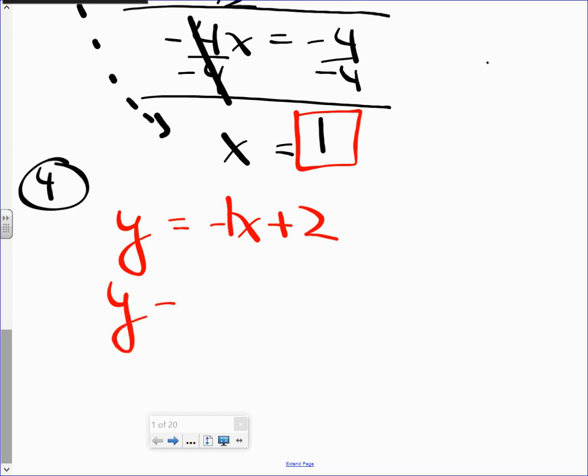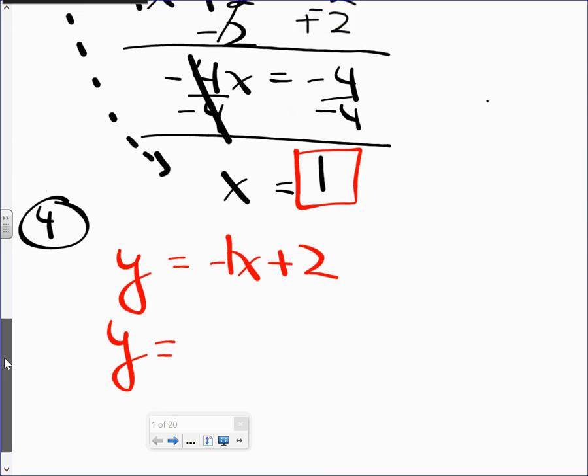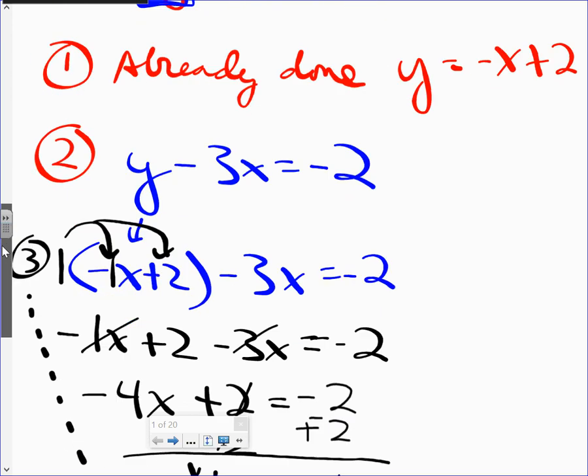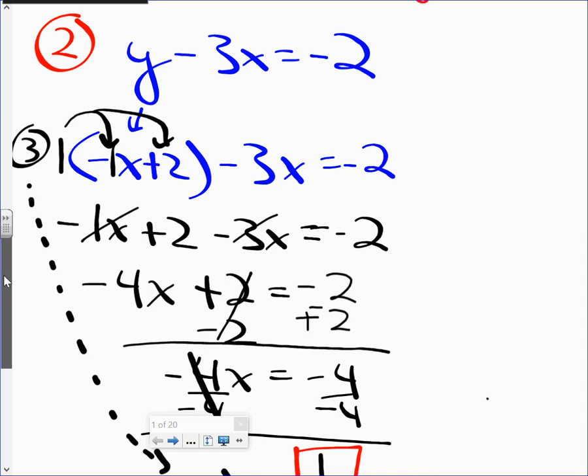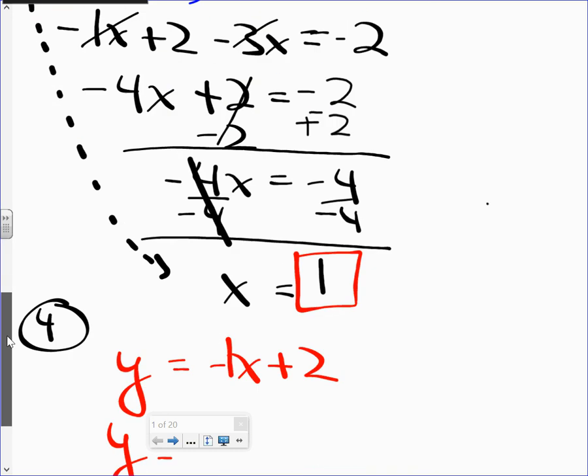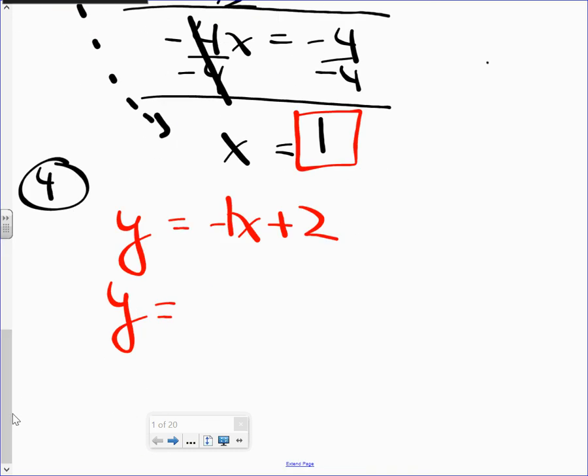Look at y. So I'm substituting twice. The first time I substituted was on step 2, when I replaced the y with what y was, -x plus 2. Now I'm going to substitute 1 for x. Since I know what x is already, x is 1, I'm going to plug it in here to figure out what y is. Watch. This really means -1 times x. -1 times, look, instead of x, I'm writing 1.